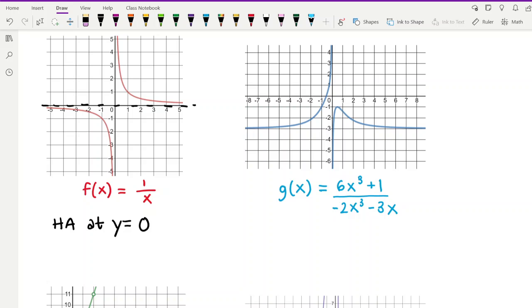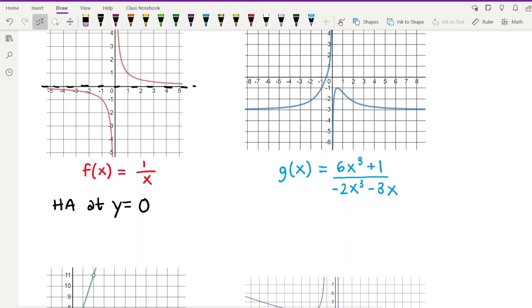So not all horizontal asymptotes occur at 0. Here's an example of one that actually occurs at a height of -3. If we put in this line at a height of -3, we can see that this graph, as x gets larger and smaller, eventually settles to this height at y is equal to -3.